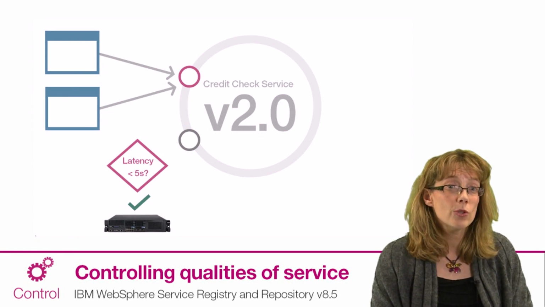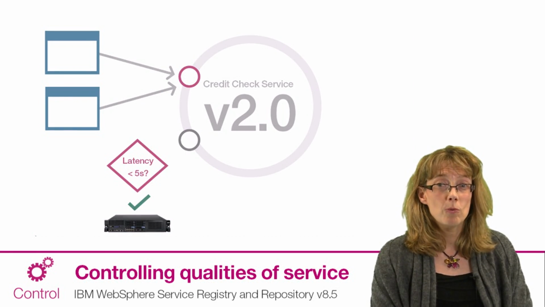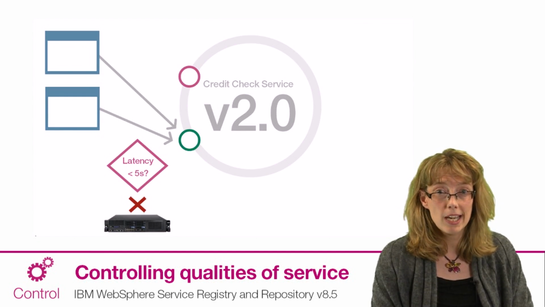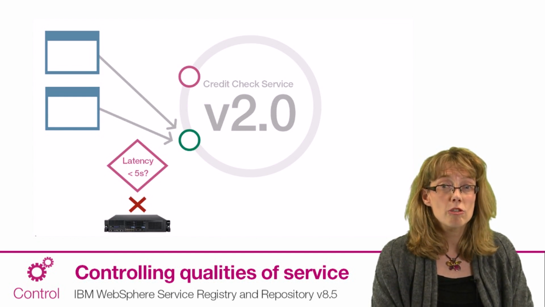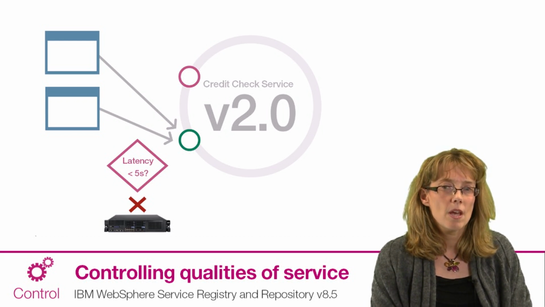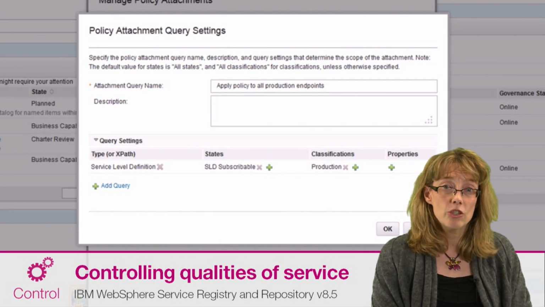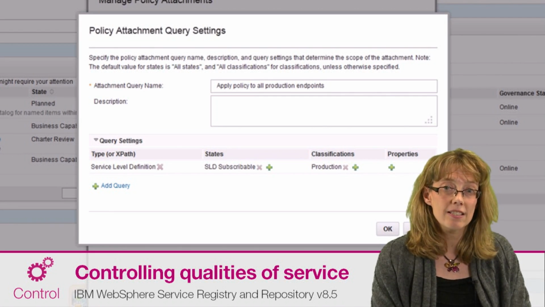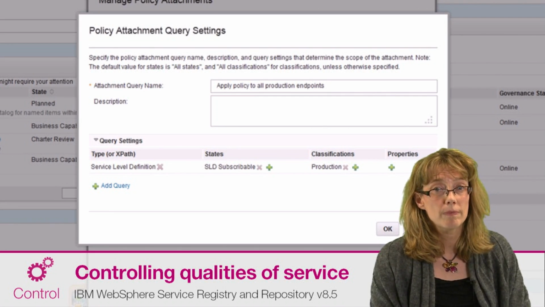Routing policies can also be applied. For example, when the response time for a service endpoint goes above a defined threshold, indicating that the endpoint isn't working, traffic can be dynamically rerouted to an alternative endpoint. A policy can even be attached using a query. So, for example, the policy becomes effective on any service which is deployed into production.